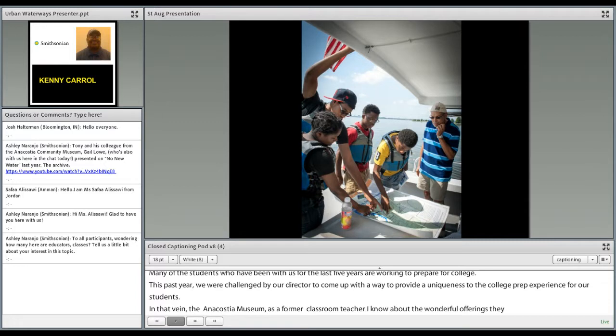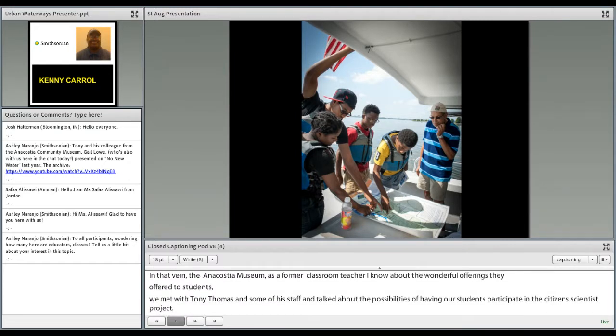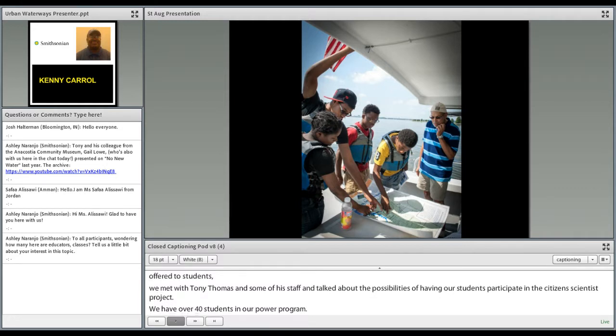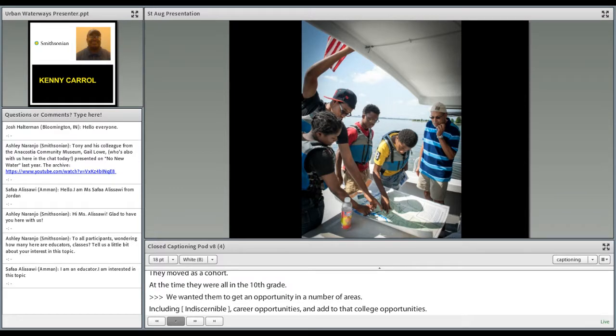We have over 40 students in our POWER program, and they move as a cohort. So at the time, they were all in the 10th grade. And we just wanted them to get an opportunity in a number of areas, including STEM skills and career opportunities. And we should add college opportunities to pursue STEM. And then also the civic engagement portion. These young people live within shouting distance of the Anacostia Museum and its watershed, of the Anacostia and its watershed. And many have no idea.